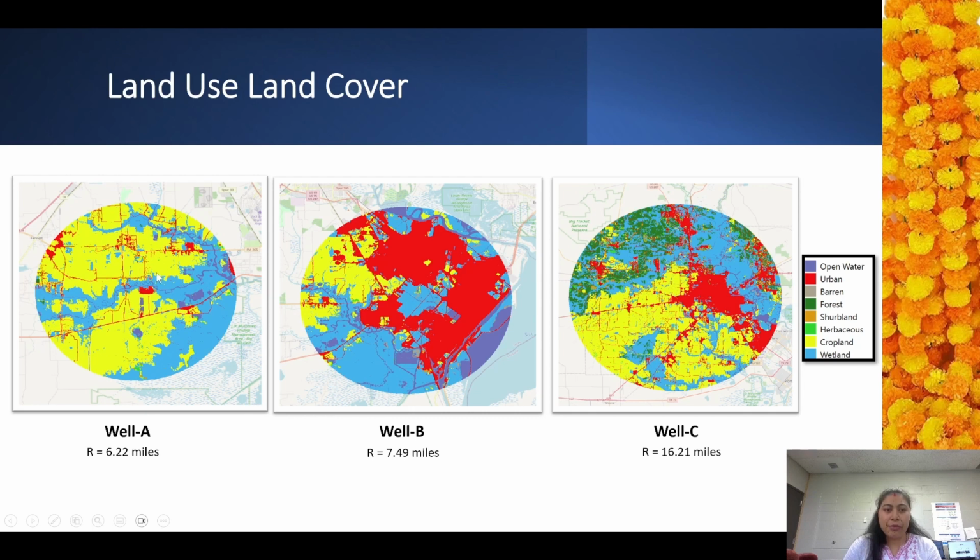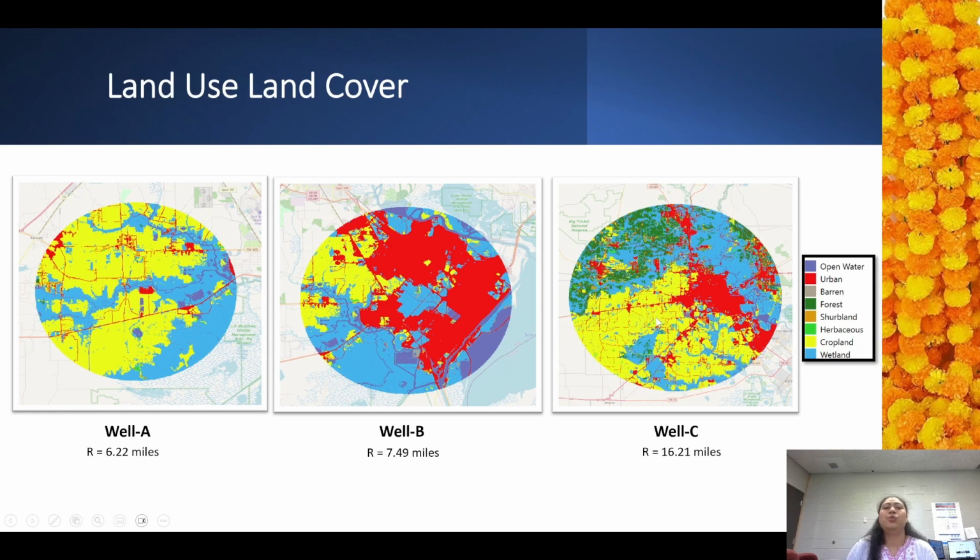For well A, we can see the maximum area is cropland and wetlands, and very few urbanized areas, whereas well B has maximum areas covered by urban areas, which is red here, and it also has cropland and a significant amount of wetland areas. Whereas for well C, we can see maximum is cropland. It has urban areas as well, and it has some forest as well.